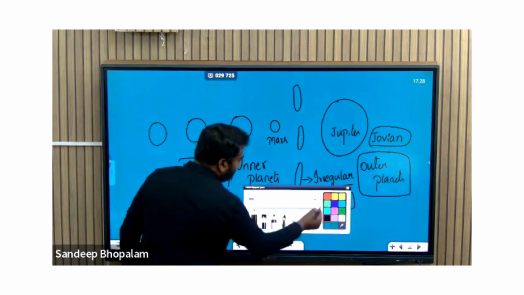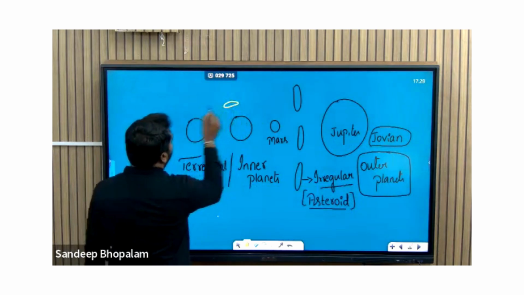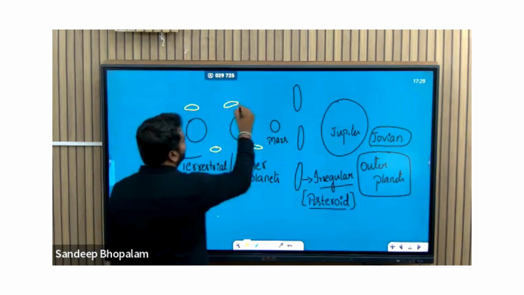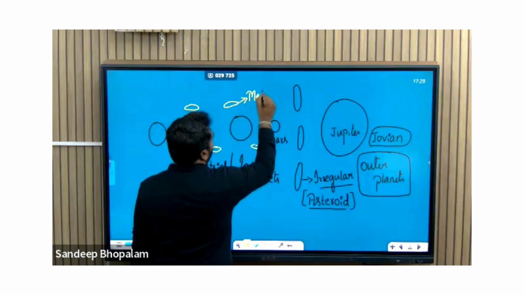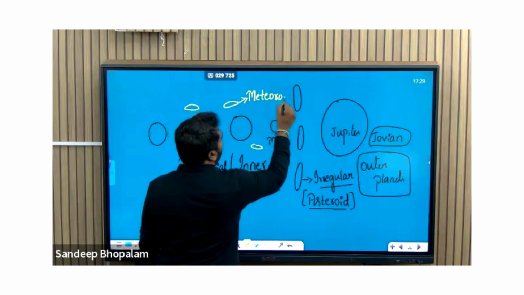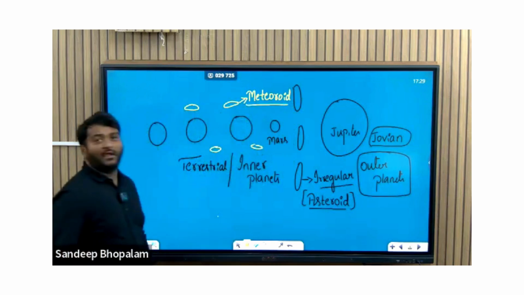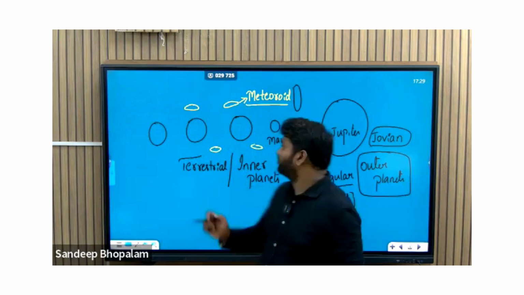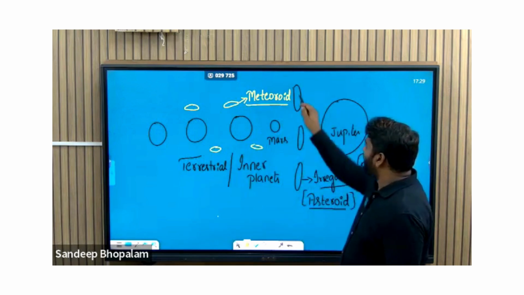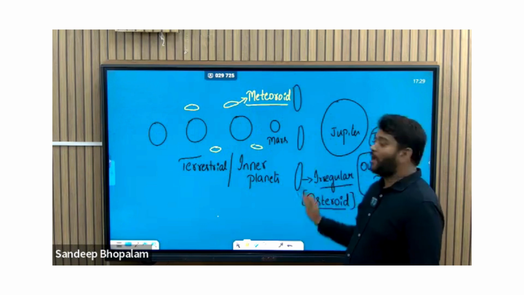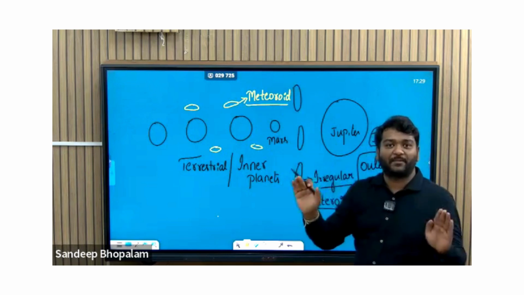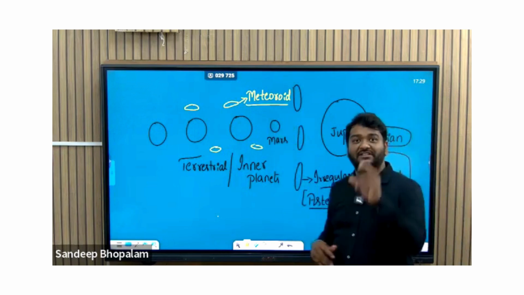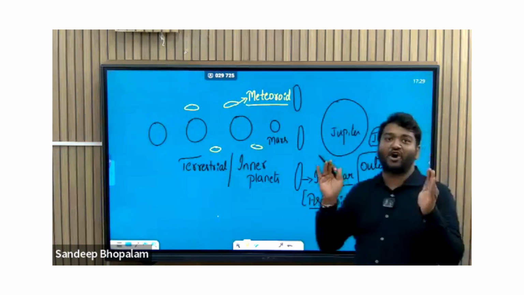Now, if you have some irregular shaped rocks which are floating in the solar system, then that will be called as meteoroids. Anything which is floating in the solar system will be called as meteoroid. Remember, asteroid has a specific path. Meteoroid do not have specific path. Second, when we talk about meteoroid, size is small, asteroid is normally big.